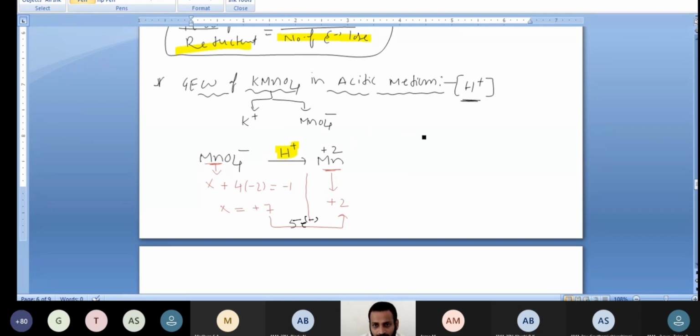So plus 7 converted to plus 2. Does that mean oxidation or reduction? Is the oxidation state reduced or increased? Reduced. Reduced or not? Gain of electrons.